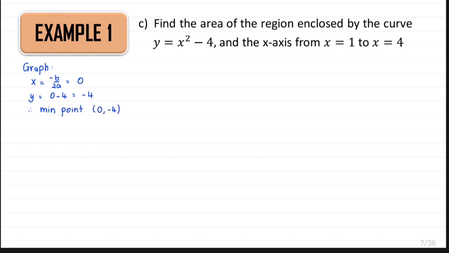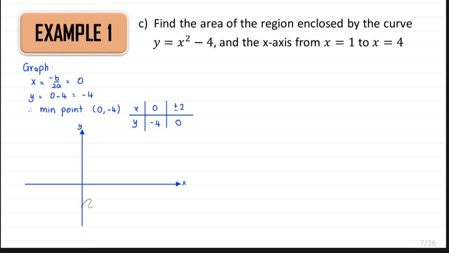Then we find the x and y intercepts. When x equals 0, y is negative 4. And when y equals 0, we factorize, we get plus or minus 2. Then we sketch the graph. We put the minimum point (0, negative 4), so here is negative 4. So our graph crosses at positive 2 and negative 2. Okay, then we have the lines from x equals 1 to x equals 4. Which one? x equals 1 and x equals 4.